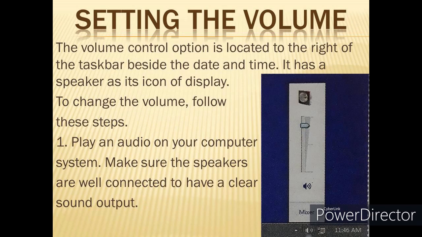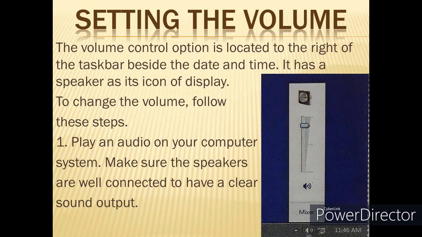So the volume control option is located to the right of the taskbar beside the date and time. It has a speaker as its icon of display. So on the right hand side corner we have date and time option. Next to that you have the volume control option. That icon will look like a speaker icon. So if you click on that, you have the volume control and you can change the volume as required.